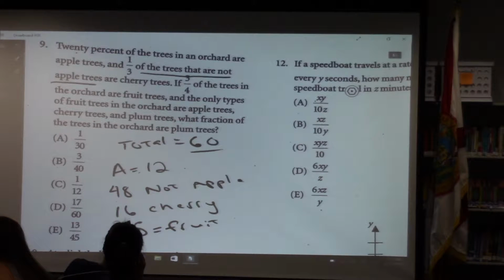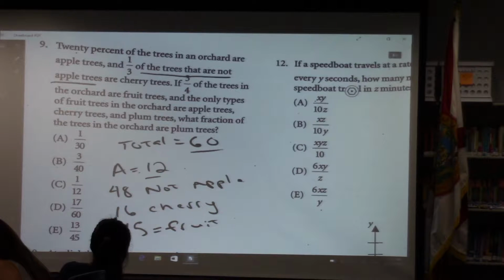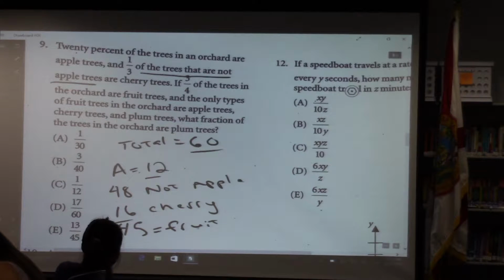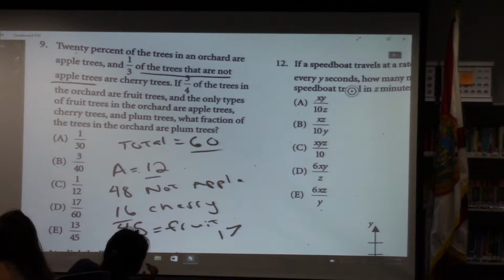So plum is a new one we haven't talked about yet. We know that there are 45 fruit trees, and we know there are 12 apple trees and 16 cherry trees, which means how many are left to be plum? 17? Okay. So we have our total of 45, minus our 12 apple, minus our 16 cherry, and we have 17. Is that right? I'm confident from you, so I'm trusting you guys. You sound like you know too, so we're good.